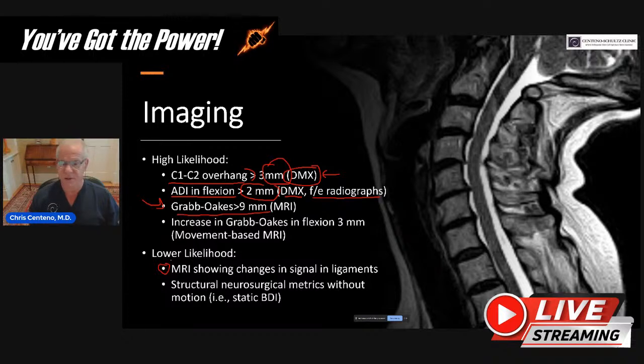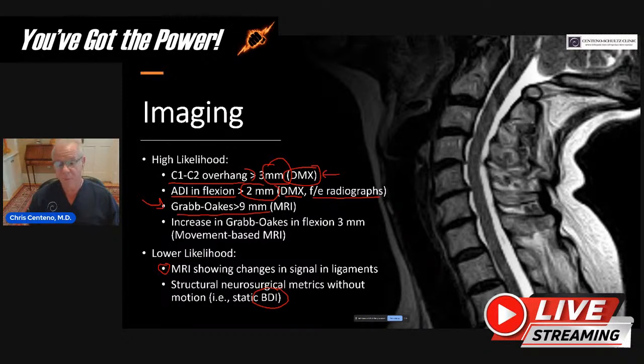So this was a patient who had a pretty unique appearing transverse ligament. I was able to put together the other parts and pieces and feel pretty comfortable that we had CCI. And then we've got what I call the structural neurosurgical metrics without motion, things like BAI and BDI, which for me are going to be less convincing.